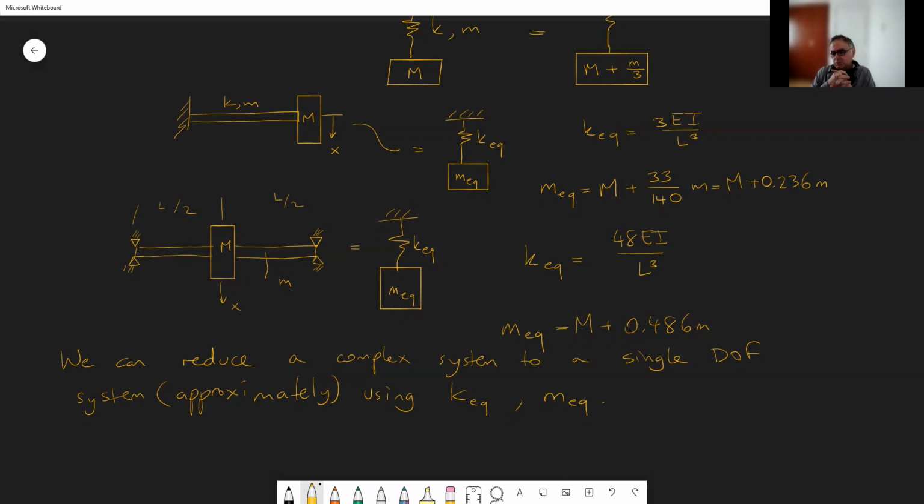If you want to do a more accurate analysis, then you have to go to multiple degree of freedom systems. You have to go to finite elements. You have to go to maybe more advanced techniques, which we will not be discussing here. We are just doing the very basics.